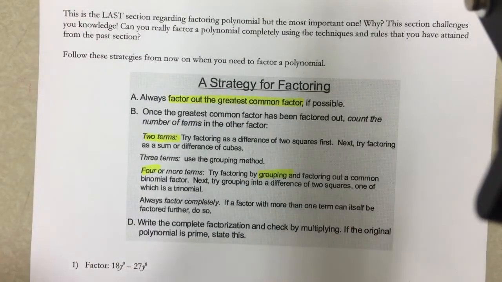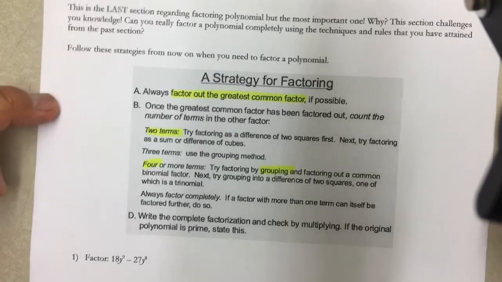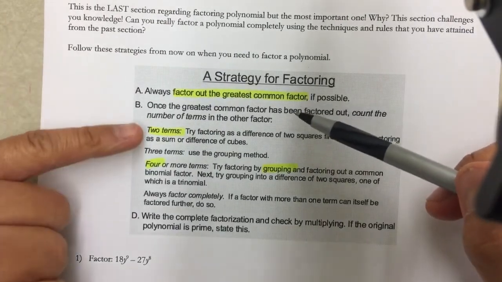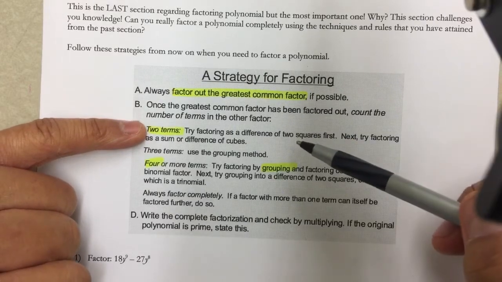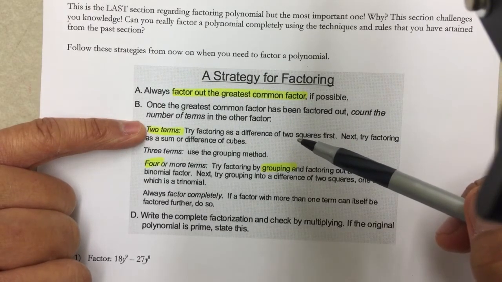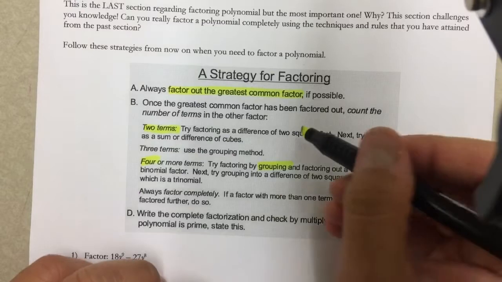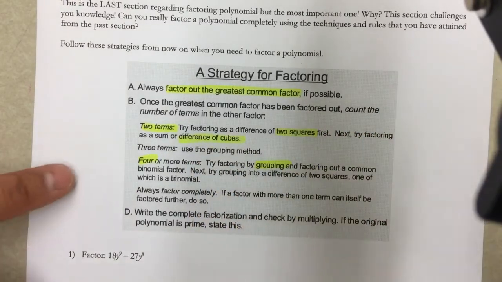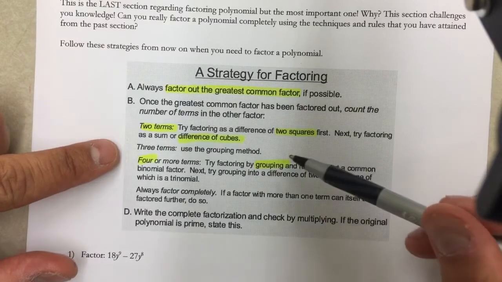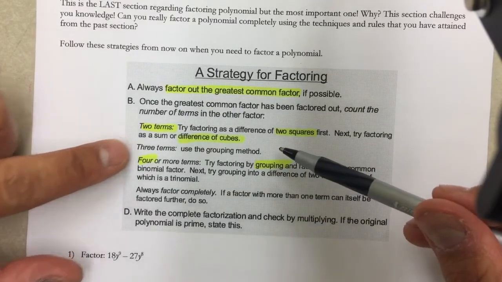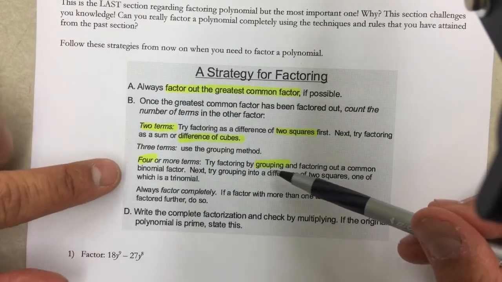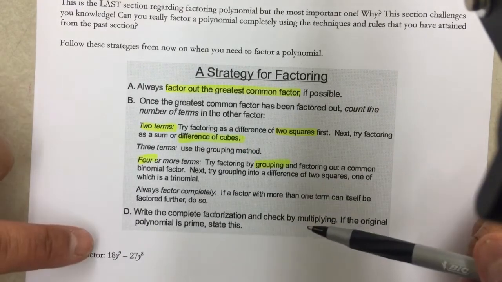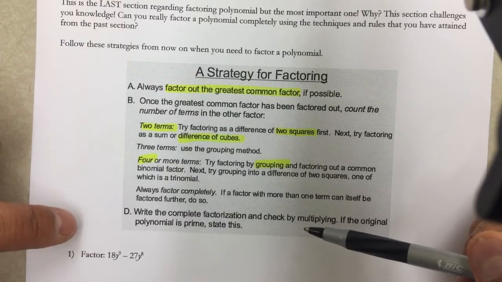So there's a lot of things going on, but here's the basic. When you see a problem, see if you can pull out a common factor. If you see 2 terms, see if it is a difference of squares or difference of cubes. If you see 3 terms, try to use that Xbox method that we discussed. If you see 4 terms, then try factor by grouping. And always factor completely. Write your final answer in a complete factorization.